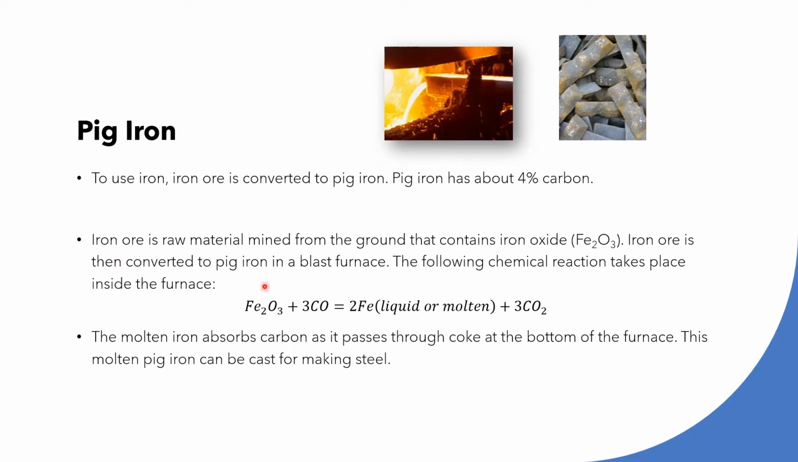So iron ore, we usually mine it out from the ground, okay? And what you get is iron oxide. So that's our iron ore raw material, Fe2O3, okay? So like I said here before, we're going to convert iron ore to pig iron. And what do we use? We use a blast furnace. You need heat to change appearance or structure.